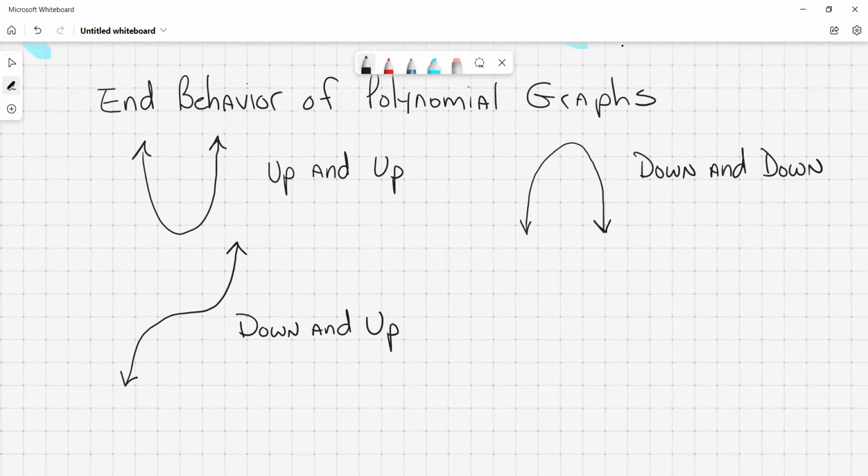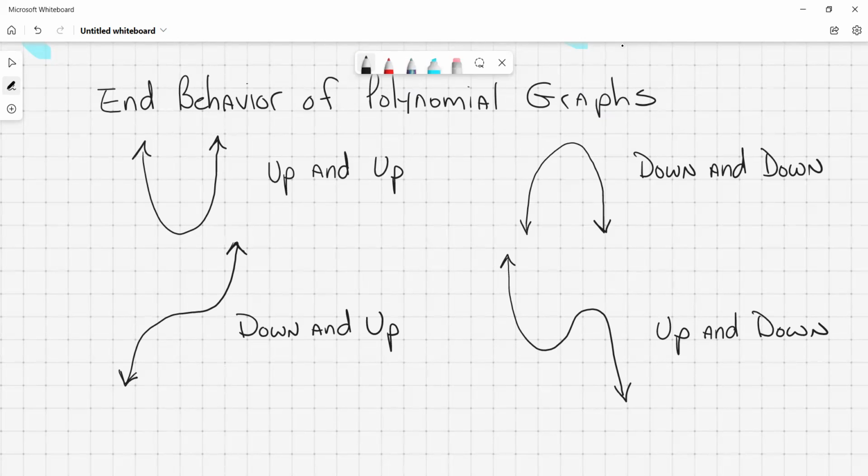All right, we look at the graph from left to right. So furthest to the left, this thing's going down. Furthest to the right, it's going up. So the end behavior here is called down and up. And then finally, you could have a graph that looks like this. And this end behavior would be up and down. Pretty clear so far?